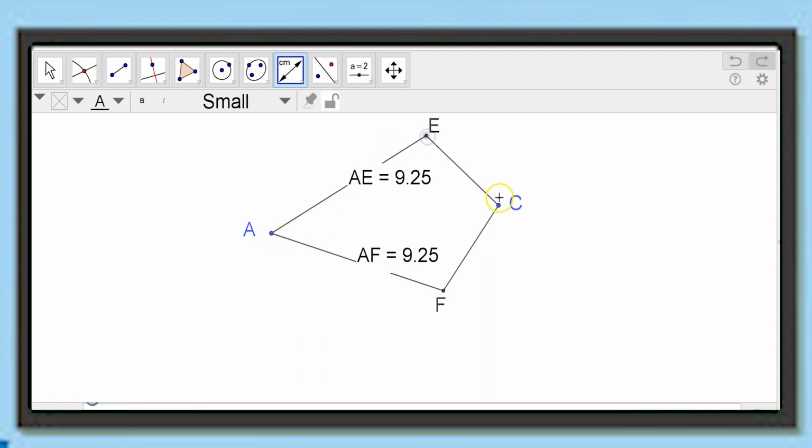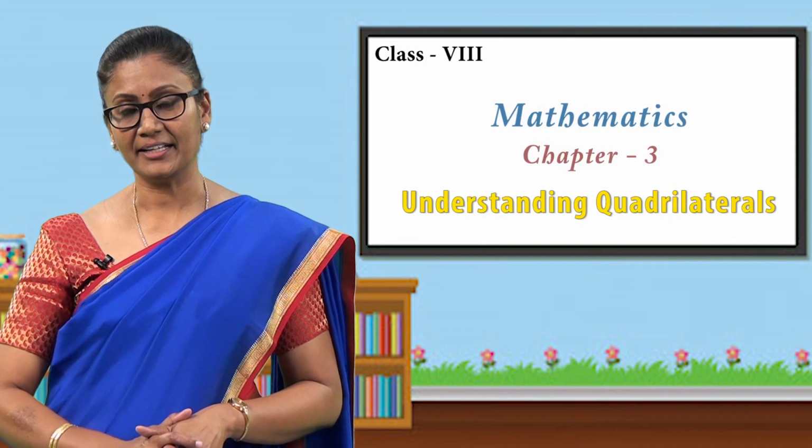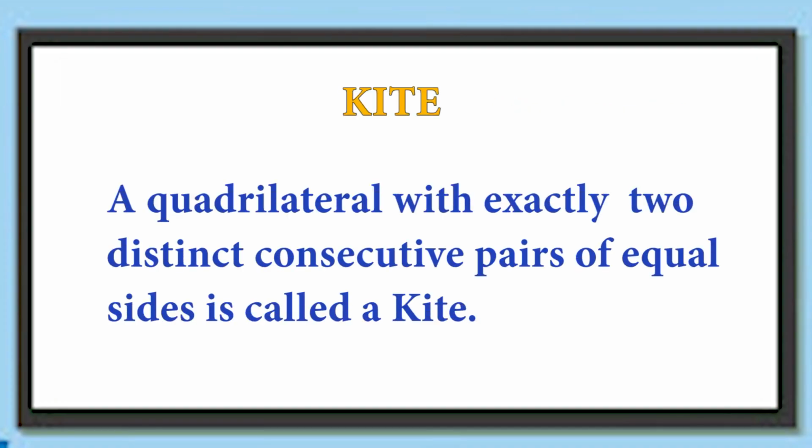Now, let me measure EC and CF. What do you see? Again EC is equal to CF. So, EC is adjacent to CF and they are equal because they have a common vertex which is C. So, what can you generalize from here? A kite has exactly 2 distinct consecutive pairs of sides which are of equal length. So, children, now let us define a kite. A quadrilateral with exactly 2 distinct consecutive pairs of equal sides is called a kite.